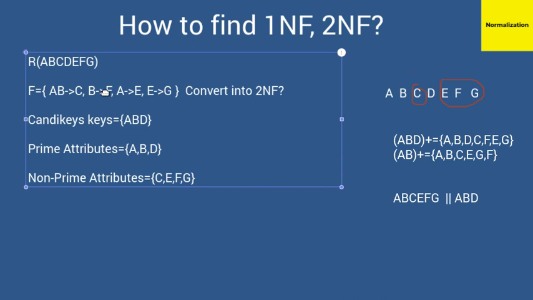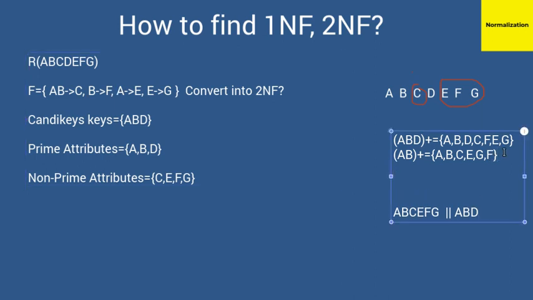Now B gives rise to F. B gives rise to F is making a problem here, because B is a part of a candidate key which is deriving a non-key attribute, so a problem occurs. So next you need to find B plus. You are getting B, because of B you are getting F, and that's it. So separate this into tables, marking it as B and F.